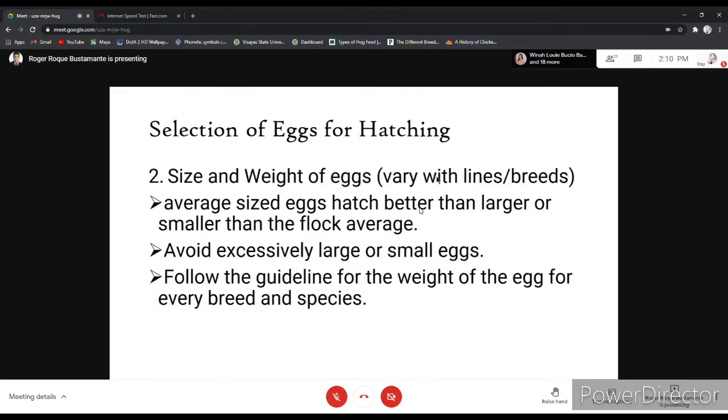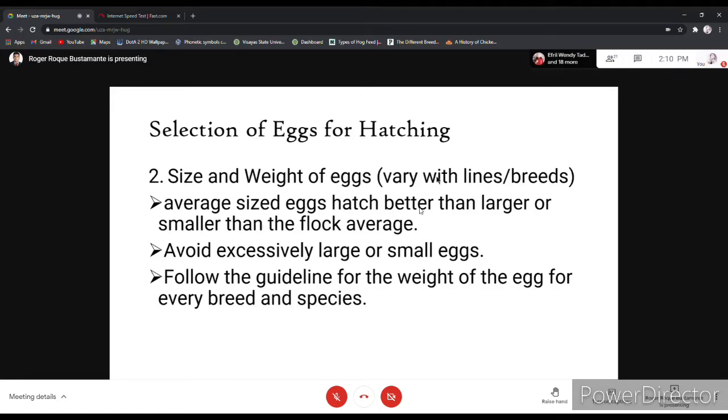So size of egg and weight of eggs. So size of eggs varies, no? With lines or even breeds. So average-size eggs hatch better than larger eggs or smaller eggs, or from the flock average. Avoid excessively large or small eggs. Follow guidelines for the weight of the egg by breed.